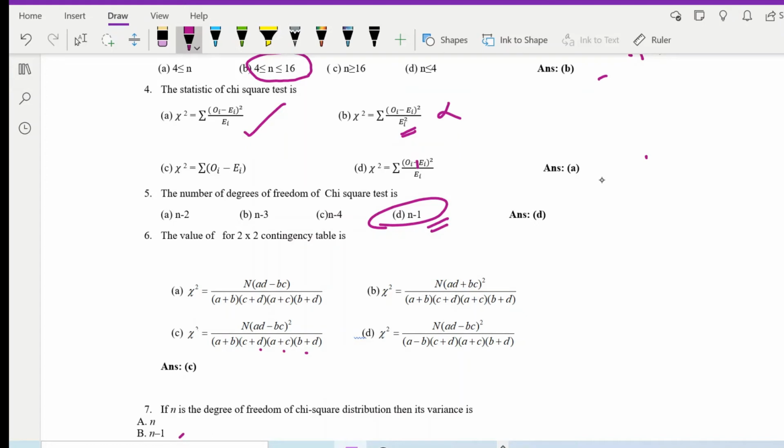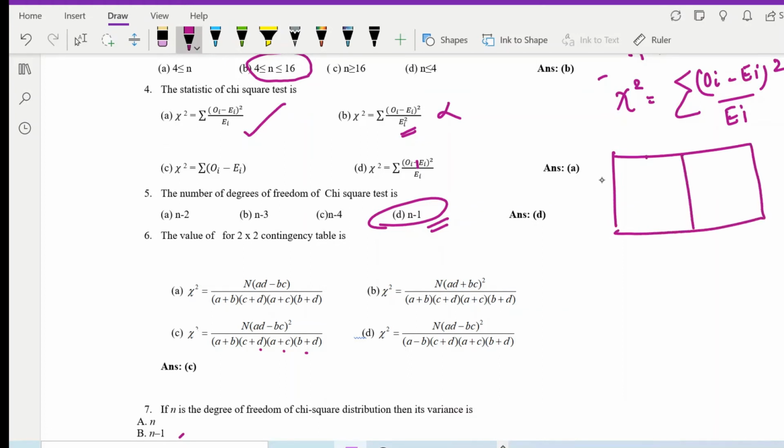Now the value for a 2 cross 2 contingency table. In general, the calculated value for chi-square is calculated by OI minus EI the whole square divided by EI. But if you have a 2 cross 2 contingency table, we can directly calculate the chi-square value. Let me take this 2 cross 2 contingency table. This is the row total, A plus B, C plus D. This is the column total, A plus C, B plus D, and this is our grand total, A plus B plus C plus D.